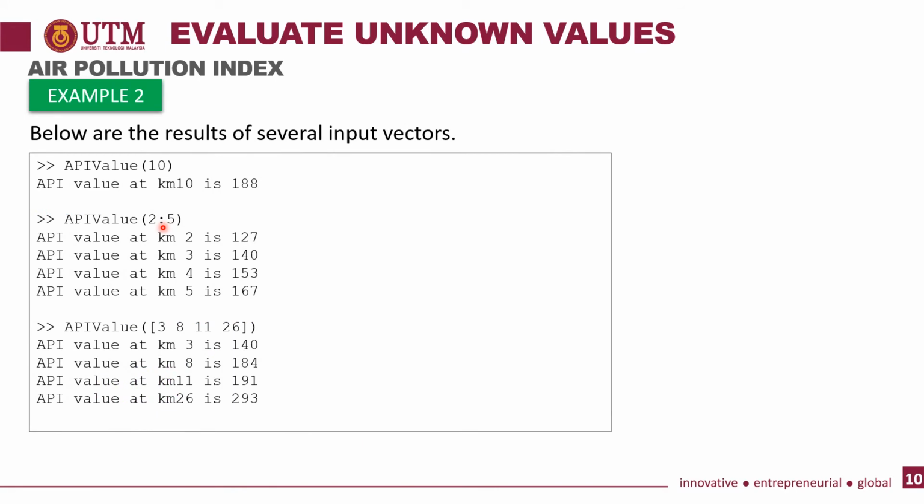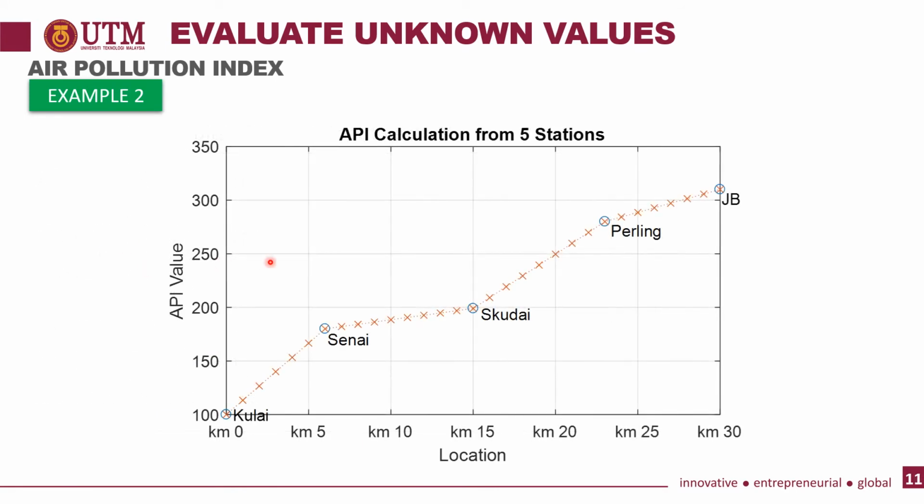All right. So this is the graph that you will have. This is the API calculation from 5 stations. What you can see here is that the big blue circles show the original points, and the orange X marks show the interpolated data.